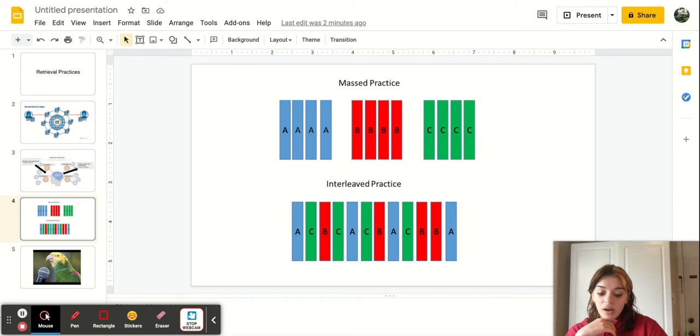So what are retrieval practices? When we are using previously learned information, or we're recalling information that we haven't used recently, we're bringing that information forward. You are literally retrieving that information. So a retrieval practice is anything that requires you to retrieve that information. My favorite type is interleaved learning. So here's a visual of interleaved learning.